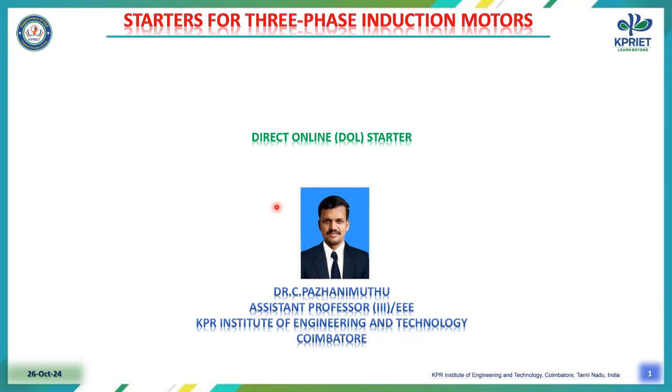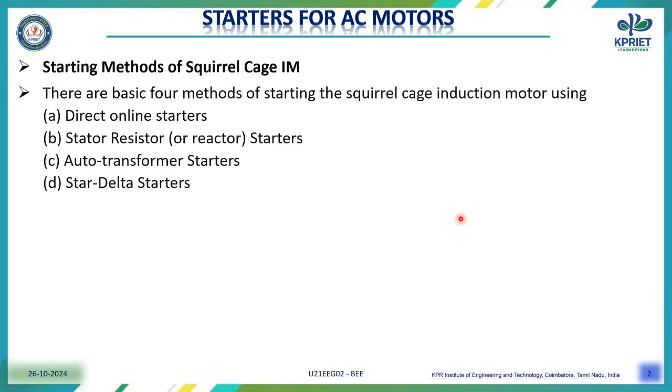Dear students, in this video we are going to see the direct online starter for starting three-phase induction motors. We are going to see the starters for three-phase induction motors, especially squirrel cage induction motors. There are four methods of starting these squirrel cage induction motors: direct online starters, stator resistance starters, autotransformer starters, and star delta starters.